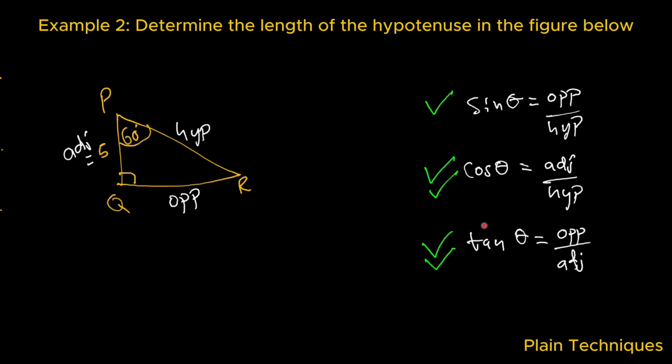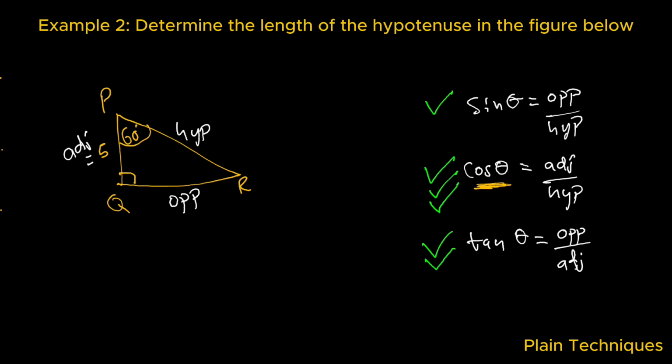Now, let's look at the third parameter. The third parameter is the hypotenuse, because that is what we want to calculate. Which one between these two contains the hypotenuse? Only this one. Therefore, we will use cos to solve our question.